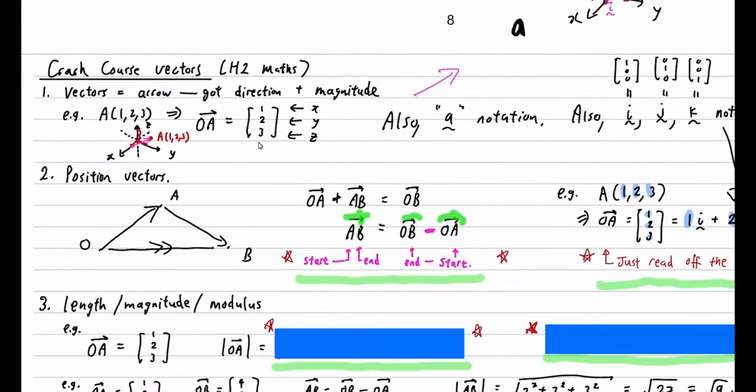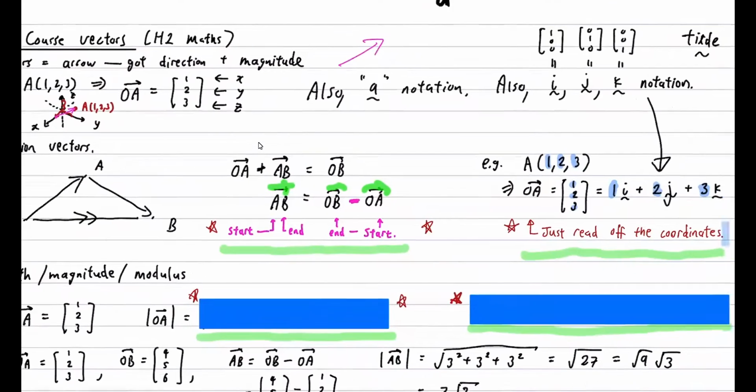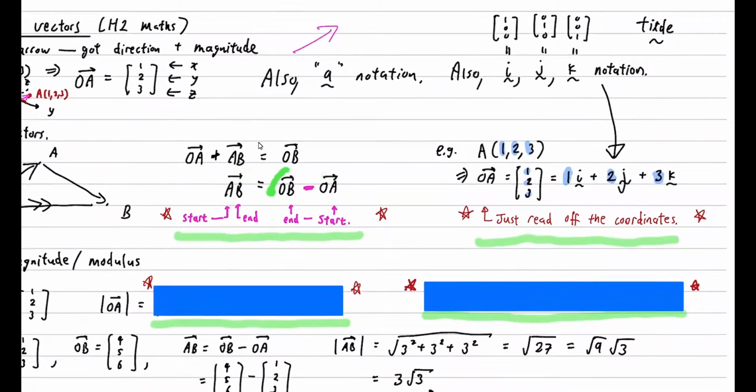Then after that, it's also very advantageous to put O here because it means that you can read off the coordinates directly. You can convert from a point directly into a vector. Don't need to think so much.